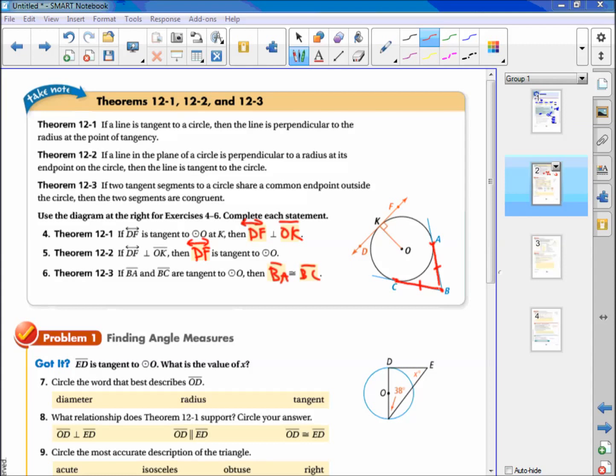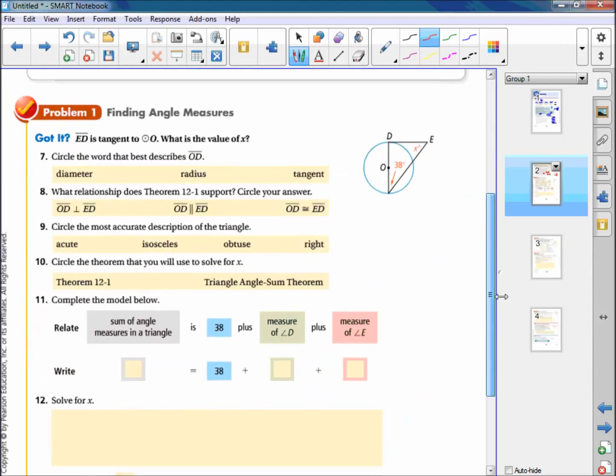And if we have a line that's tangent to the circle, it will be perpendicular to a radius that touches that point of tangency. Or if we have a radius perpendicular to a line at some point on the circle, then we know that line will be a tangent line. Those are what the three theorems say. Problem number 1, finding some angle measures here.